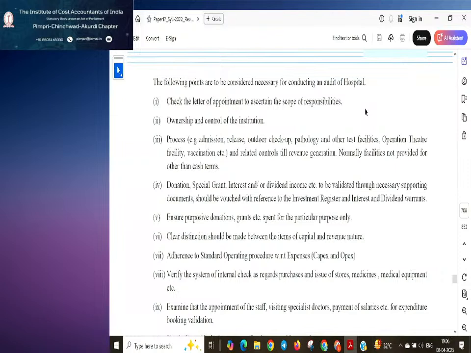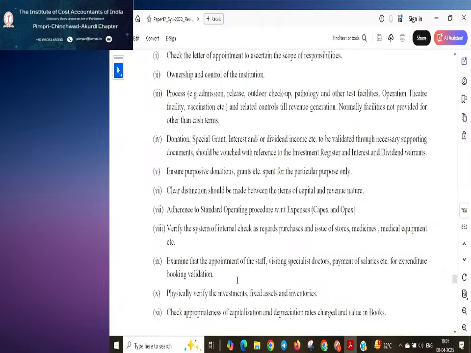Verify the system of internal checks as regards purchase and issue of stores, medicines, medical equipment, etc. So the purchase register, that is purchase in, should be properly monitored in hospitals, because there are chances that instead of being issued within the hospital, sometimes people may sell it outside the hospital. That is, a black market can also be created for such stuff. So that thing can go wrong. Fine. Examine the appointment of staff, visiting specialist doctors, payment of salaries, etc. for expenditure booking validations. You might have some doctors on payroll, some might be visiting specialists, okay. So how they are treated in the books of accounts and how the payment is made to them is important.